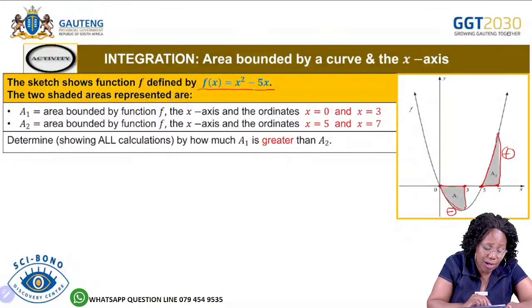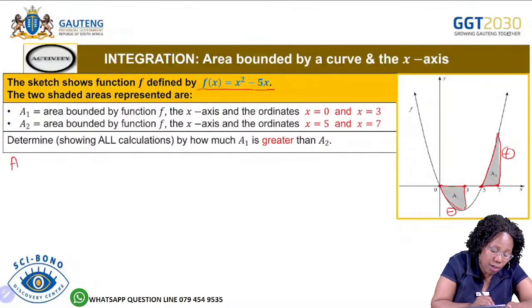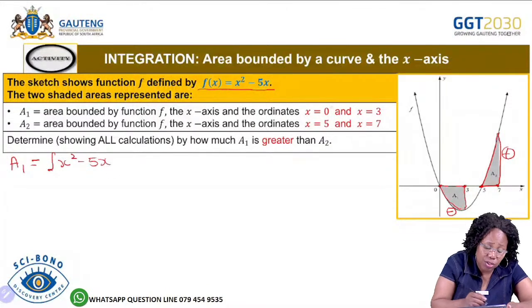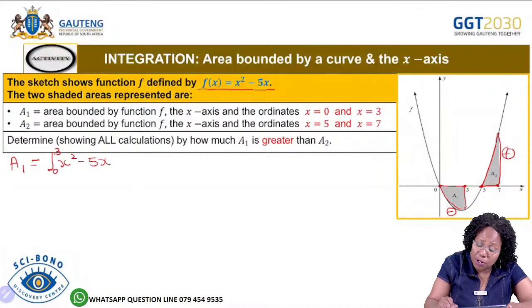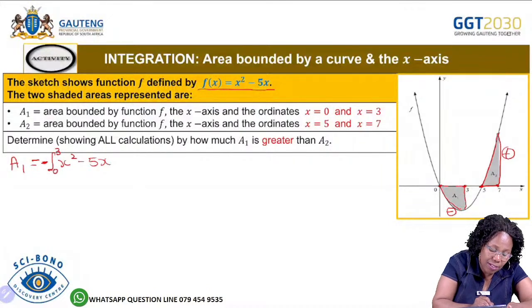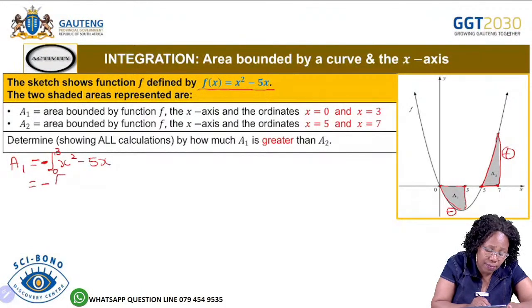In order to calculate this area, we need to integrate the equation that is given to us. So for area 1, we are looking at the integral of x² − 5x, bounded between 0 and 3. On top we write the bigger number, and below the smaller one. Since this is the area below the x-axis, it must be a negative area, grade 12, so this will be minus. We are now integrating this value here.